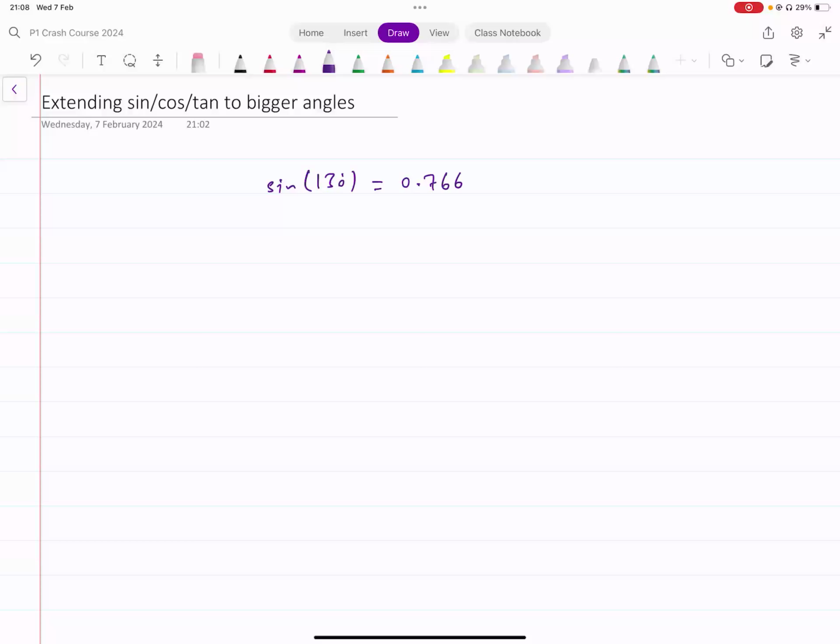Okay, let's try cos of 320 maybe. Cos of 320. That's actually giving the same result as well. Let me try a different one. So let's say cos of 340 and see what that gives me. Cos 340.